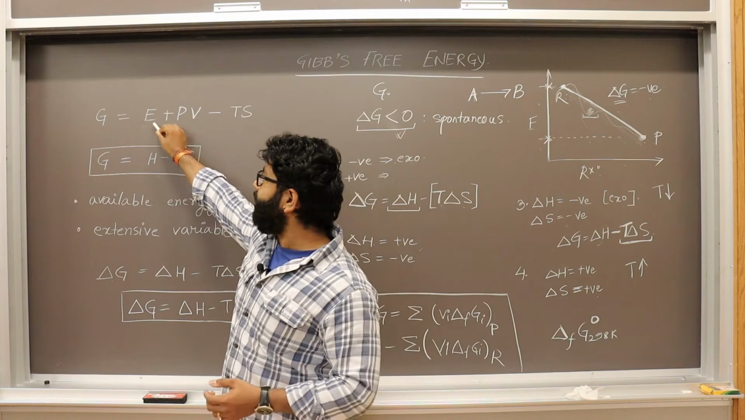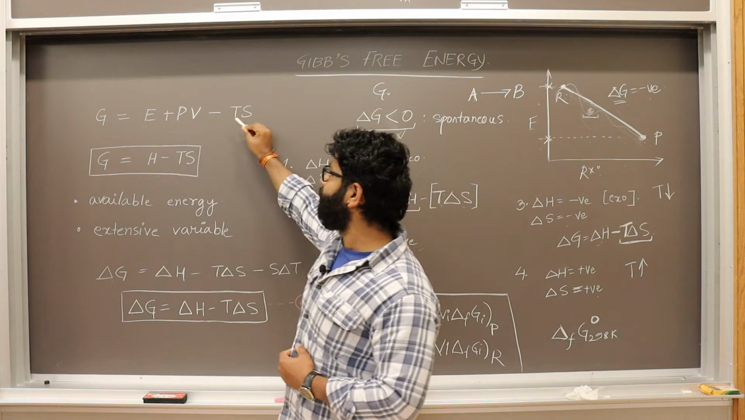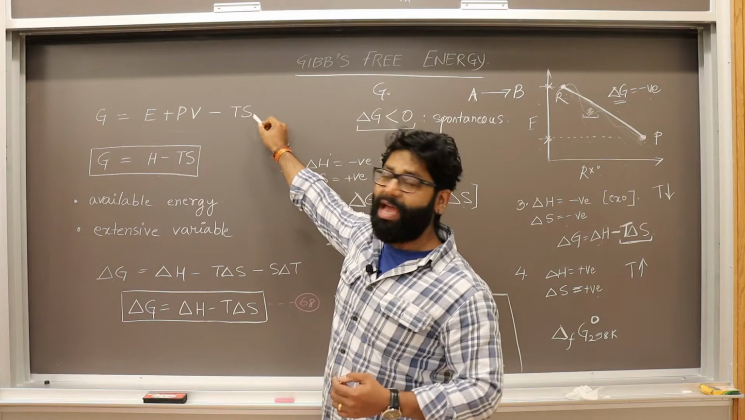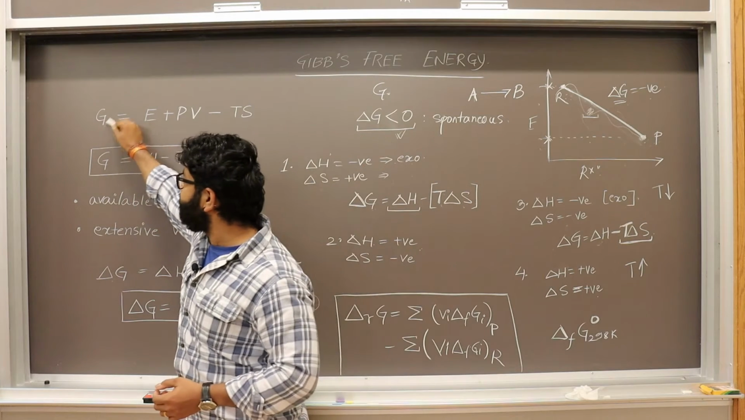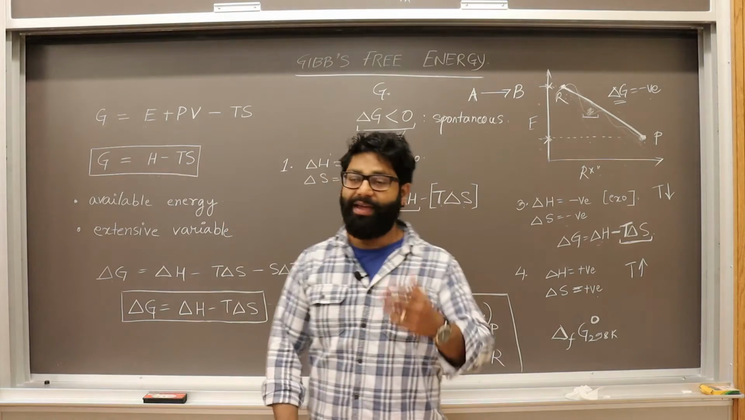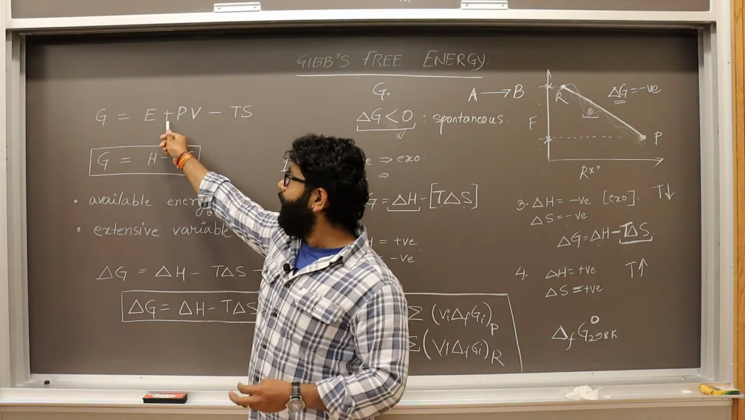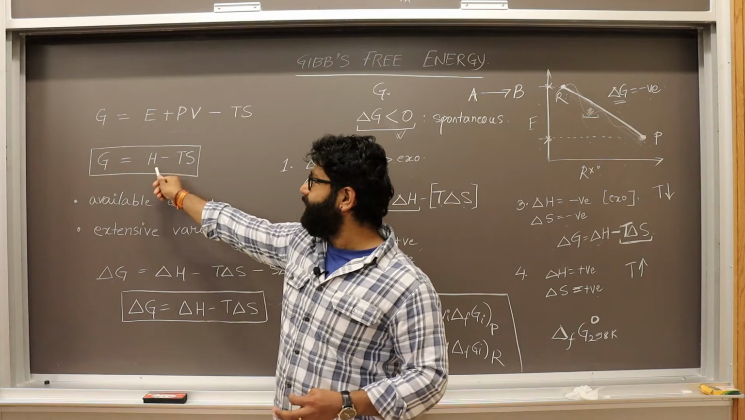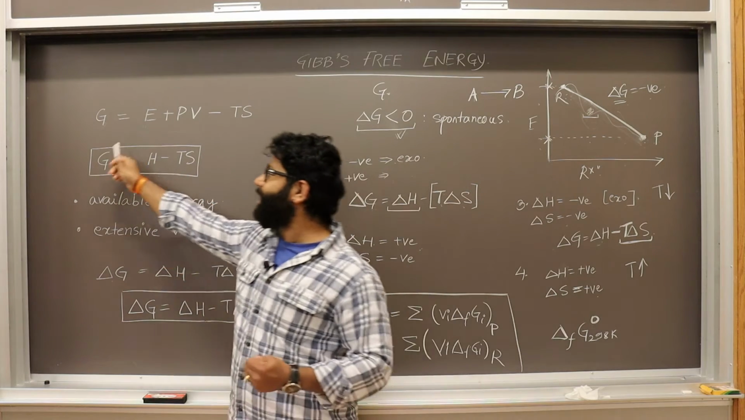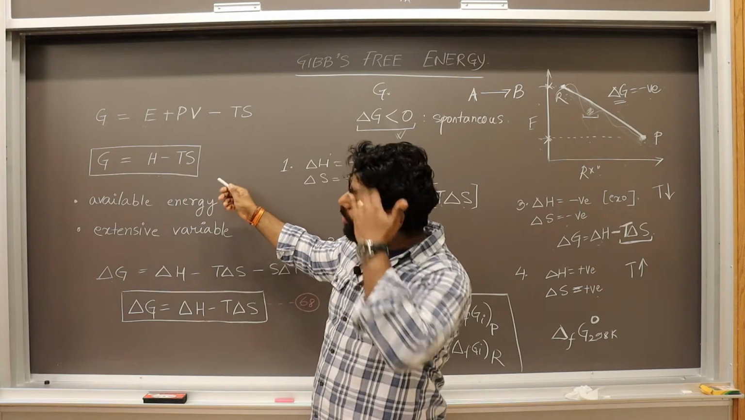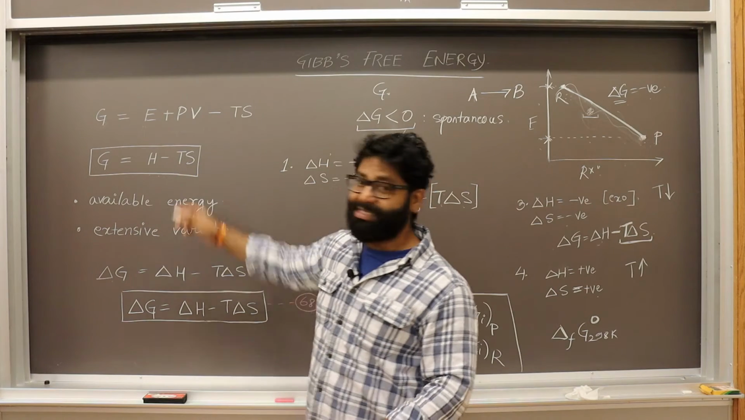Okay, so E is the internal energy, and then pressure, volume, temperature, and the entropy. So this G is the Gibbs free energy. This is how we define it. Now, we know that E plus PV is equal to H. So now Gibbs free energy is commonly written as H minus Ts.